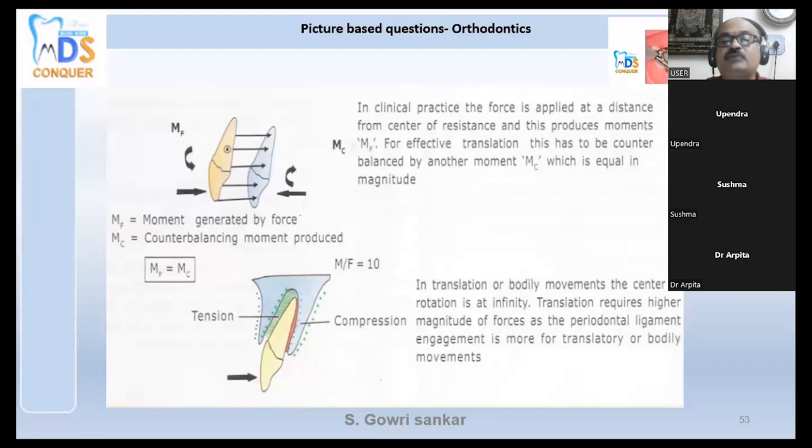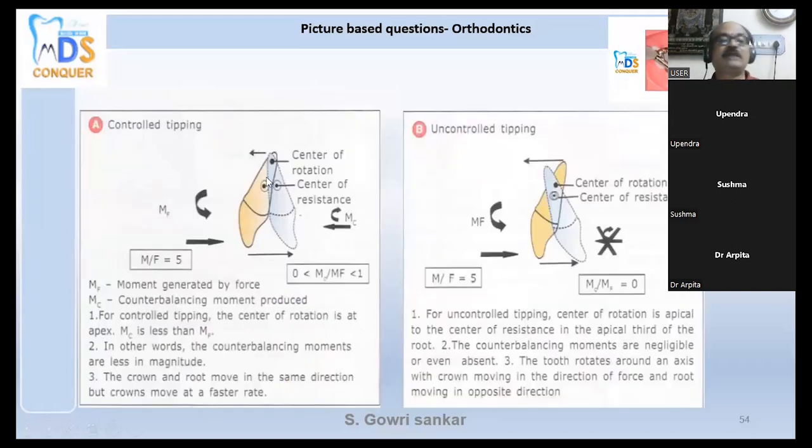Somebody has put canine and premolar? Yes, M by F ratio is 10:1. So controlled tipping, same. We have discussed already. Now see this side, what happens. When I join my initial and final position, what is happening to your center of rotation? It is very close to your center of resistance, but it is apical to your center of resistance. What happens if the center of rotation shifts towards the incisal edge, or towards the incisal side of the center of resistance? What happens?